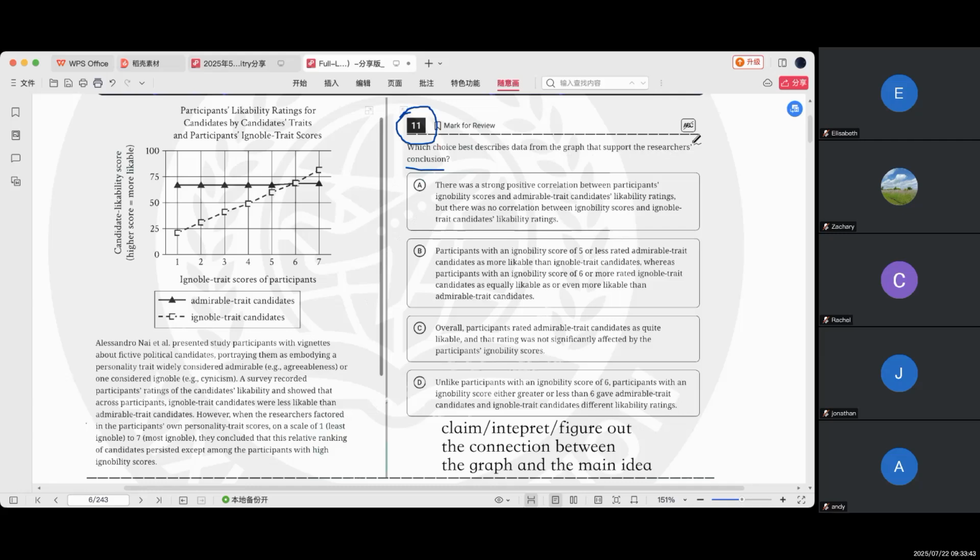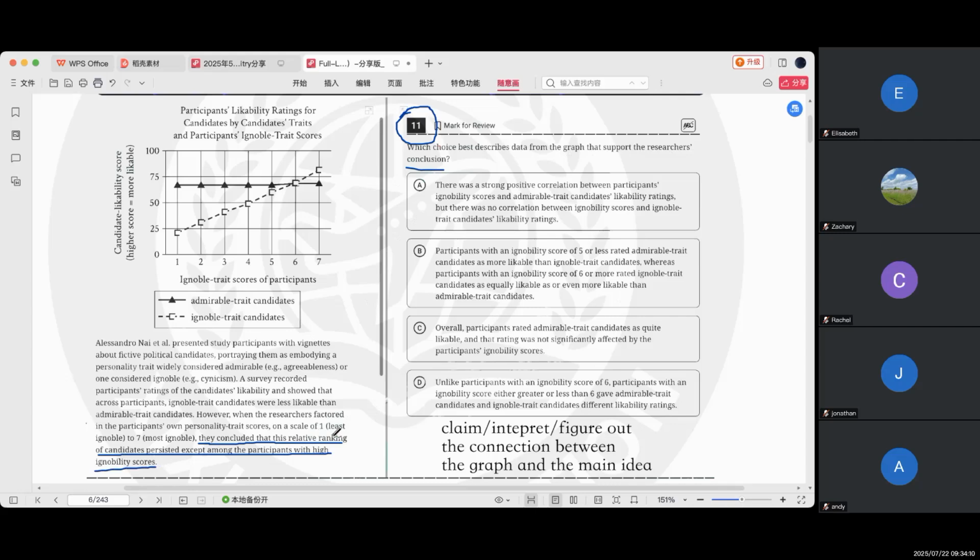Usually, if it says which one supports the conclusion, then in the passage it will say the researchers or some people concluded something. If the question says what's the claim, then in the passage it will say somebody claimed something, right? So it's pretty obvious, and usually it's in the last sentence. So this will be the main claim. And then we're going to try to interpret this.